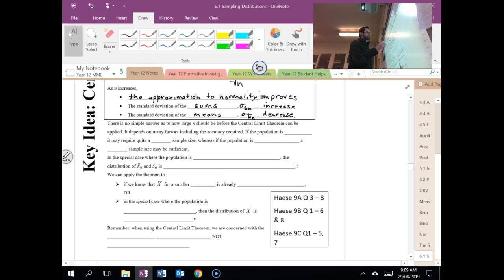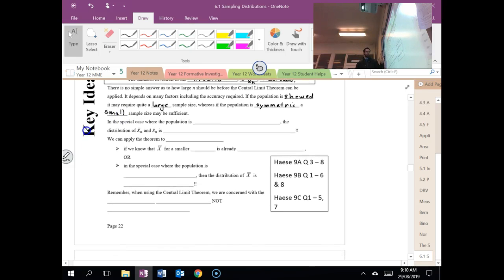So if the population is skewed, it could require quite a large sample size. Whereas if the population is symmetric, then maybe we only need a small sample size to be able to get something that's normal. However, we can say something specific.